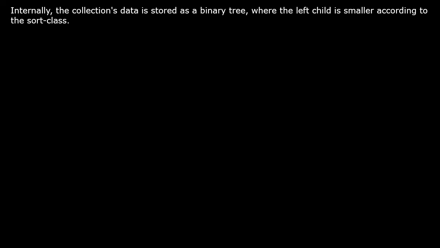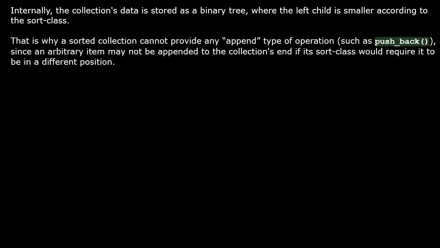What about the storage of the data itself? Internally, the collection's data is stored as a binary tree, where the left child is smaller, according to the sort class, than a node, and the right child is larger than the node. Because of this choice of representation, sorted collection classes, like map, cannot provide any appending type of operations, such as the pushback function that we saw with vectors. We can't just append some random new item to the end of this map collection, because doing that would usually violate the sort class's ordering.